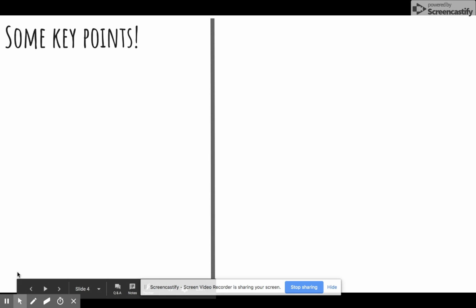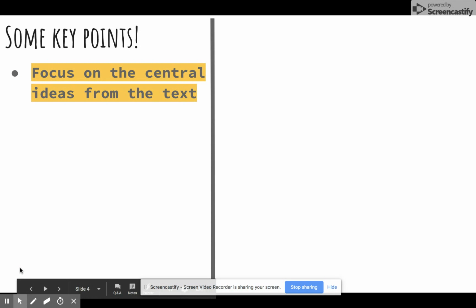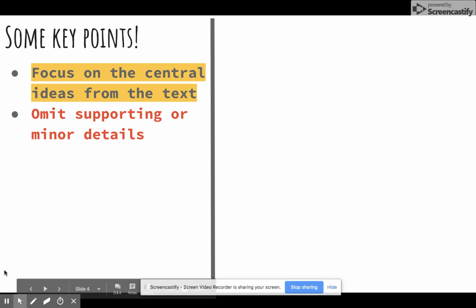So some key points. We need to focus on the central ideas of the text. And so that would be what is this talking about? Right? So you're going to think about what was the article about? What was the key takeaway? Omit supporting or minor details.